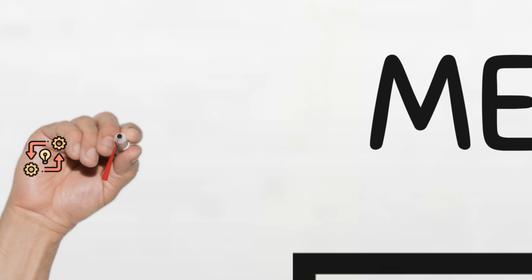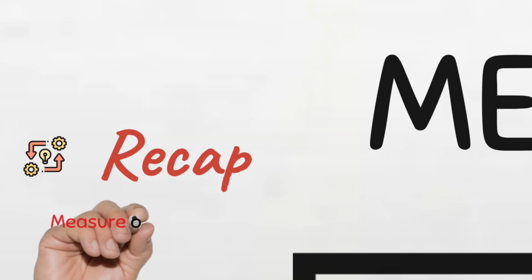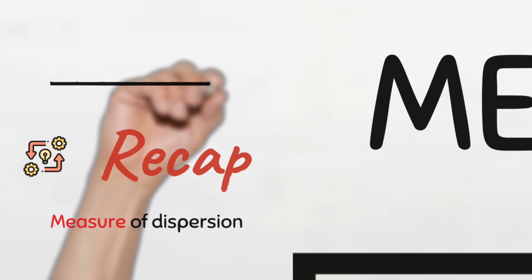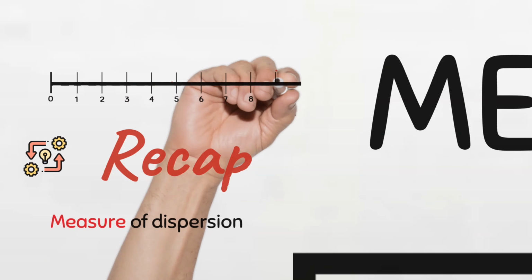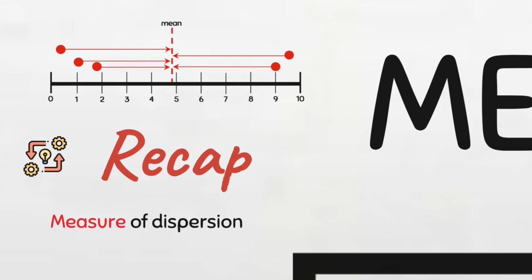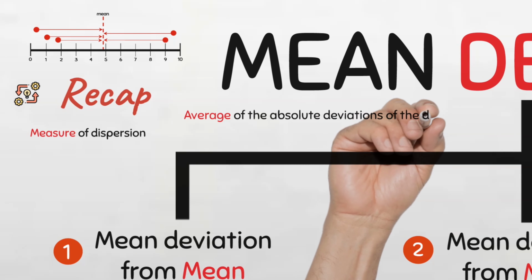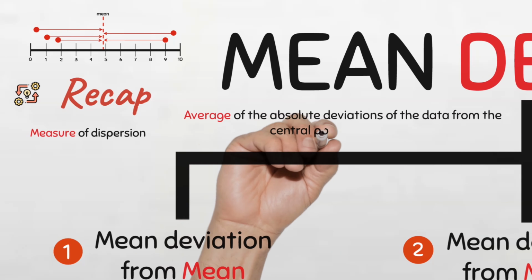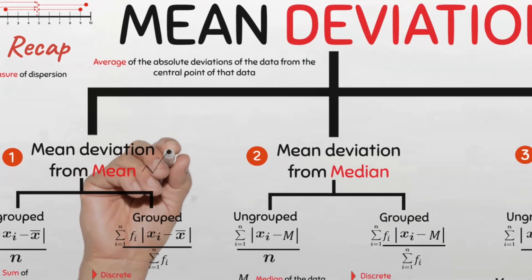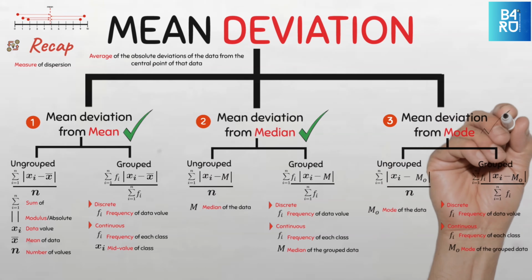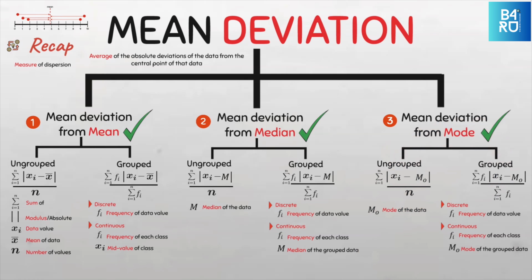Awesome. So in summary, we now know that mean deviation is a measure of dispersion used to identify how far the values in a data set are from the center point of the data. It is the average of the absolute deviations of the data from the central point of the data, and this central point could either be the mean, median, or mode of the data set. We outlined all the formulas for calculating the mean deviation for ungrouped as well as grouped data, which is divided into discrete and continuous distributions.